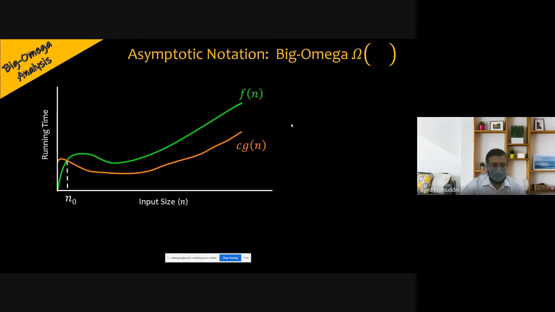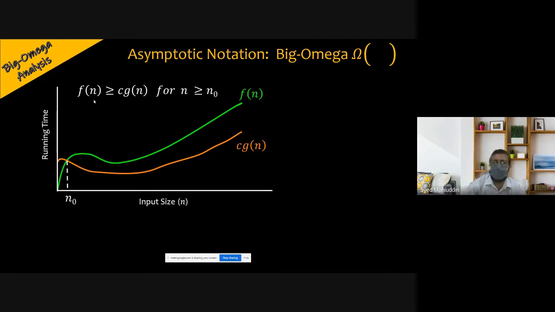So instead of less than or equal to, we say f of n is greater than or equal to c times g of n. f of n is again a function. For an algorithm, we count the steps, which are the number of times an instruction executes. We take that as a function of n, where n is the input, and we try to evaluate the asymptotic notations.